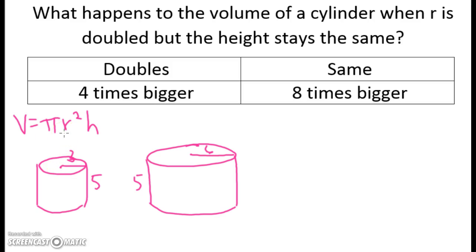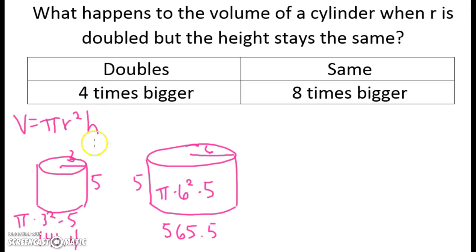So if I type into my calculator, for this one it would be pi times 3 squared times my height, which is 5. So pi times 3 squared times 5, I get 141.4. All right, and then I'm going to find the volume of this one. I'm going to do pi times my new radius squared times my height. So pi times 6 squared times 5, I get 565.5.